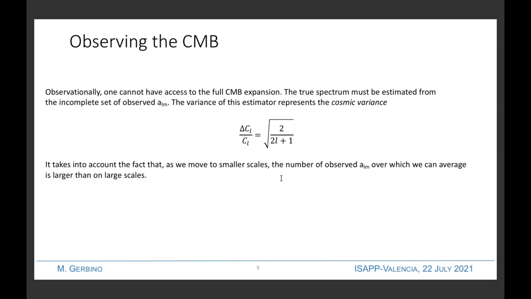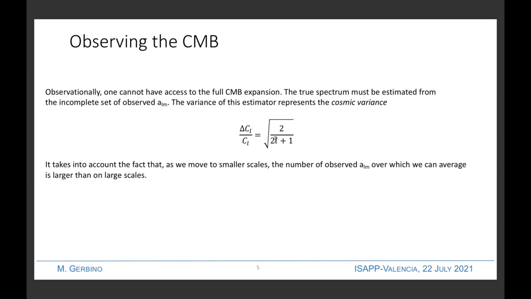The cosmic variance is a function of the multipole, and in particular it scales as the inverse of the square root of the multipole, which is telling us that it is much more important at very low multipoles or very large scales than at small scales.